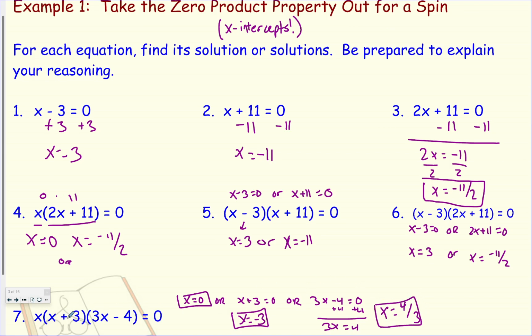This equation has three solutions: 0, negative 3, and 4/3. All three of those would be points on the x-axis. So the zero product property is a straightforward way to say one of these factors has to equal 0. No matter how weird the factors look, we can always solve to find those values.